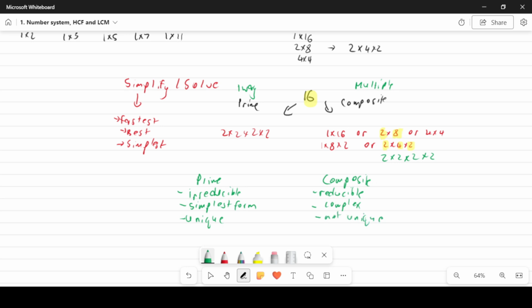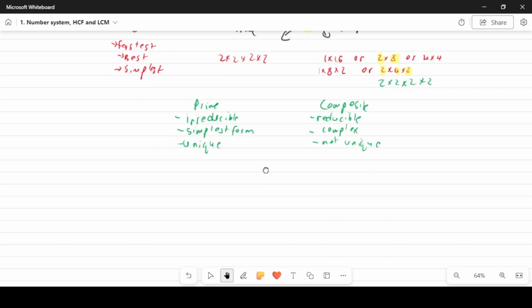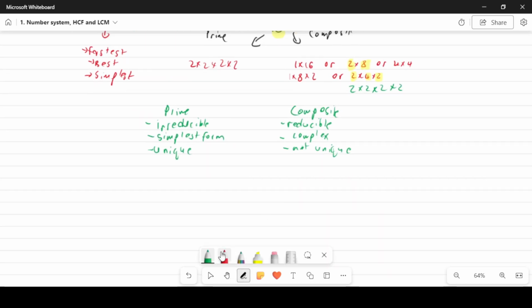So this is what I want to do. Now, why am I teaching you this? Why am I saying this? Because let's say that I have two numbers, like 16 and 32. If I represent 16 with prime numbers, we just said it can be 2 times 2 times 2 times 2. If I represent it with composite numbers, it's 1 times 16, 2 times 8, 4 times 4, and all of the other possibilities.